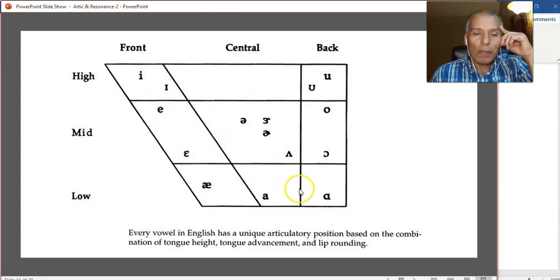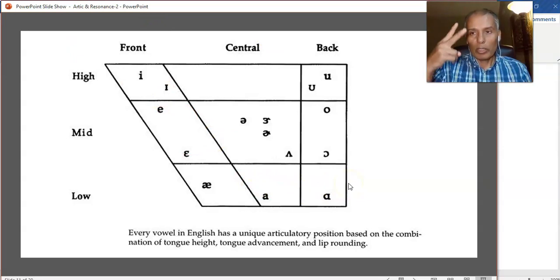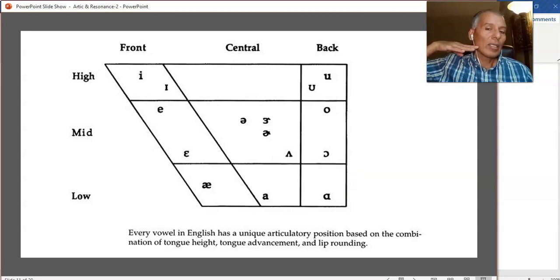So the vowels are described based on two things that the tongue does. Where is the tongue? Is it in the back of the oral cavity? Is it in the center of the mouth? Or is it in the front?